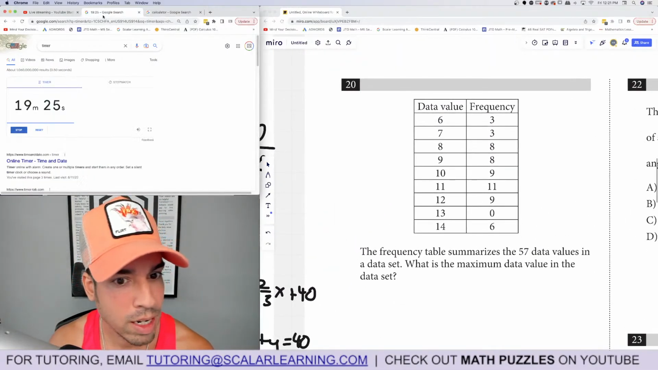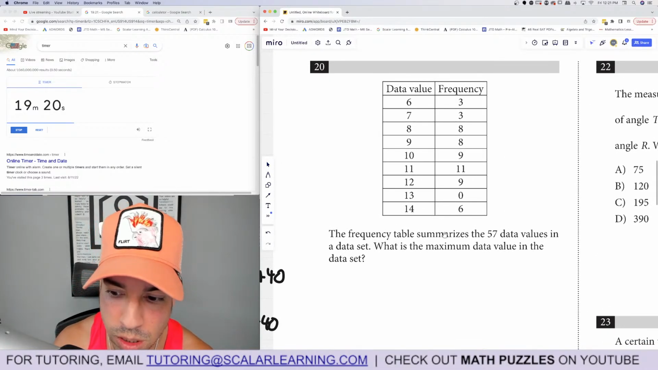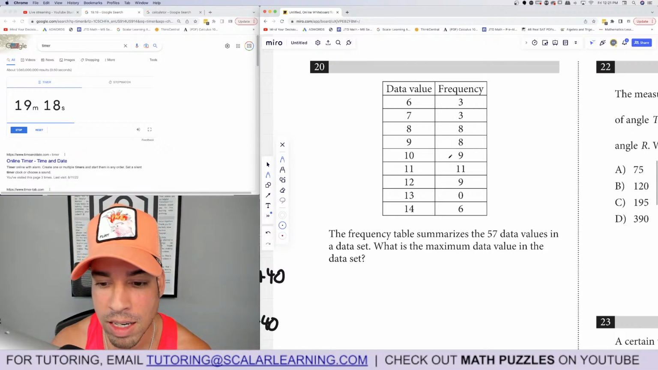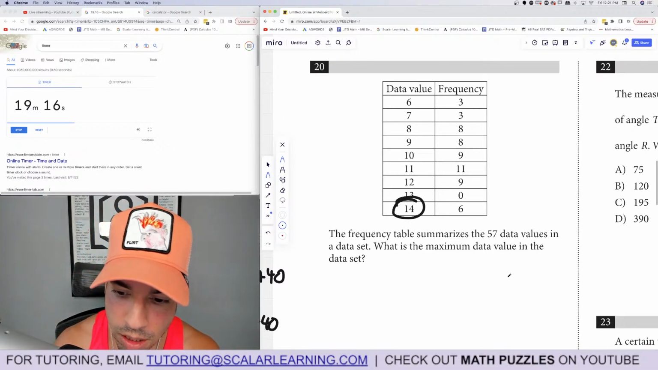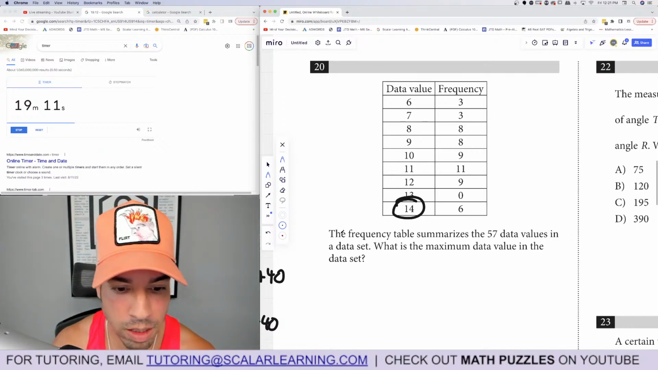Number 20, and we got 19 minutes, so I think we're way ahead of schedule here. The frequency table summarizes 57 data values. What is the maximum data value in the set? Got it. Max is 14. Oh, wait, what? Is it just 14? Data value 14. Yeah, that's it.